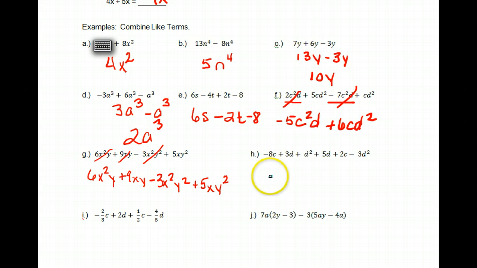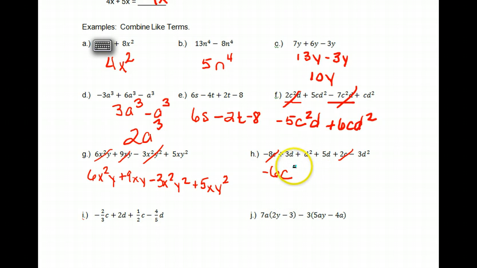Okay, at this point you should have solved letter H. Let's start to go through this one, and we're going to look at the problem. The first thing that you do in a situation like this is start with the letter that comes first in the alphabet. So we are going to start with the letter C. We have -8c and 2c. So -8 plus 2 makes -6c. I'm going to cross out my c's so I know that I've used them.